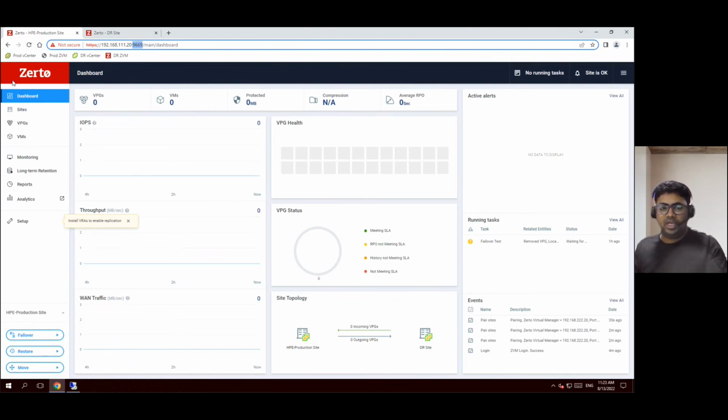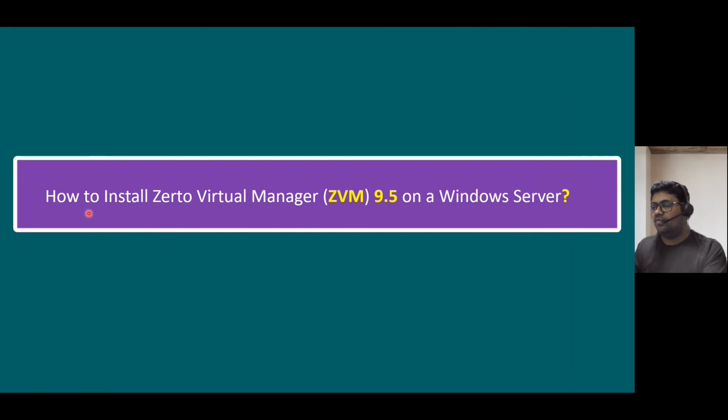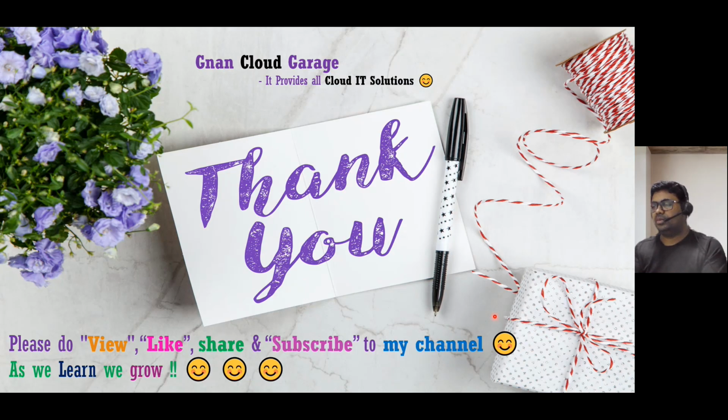Okay, let's go back to the slide. We observed the solution architecture and verified how to install Zerto Virtual Manager 9.5 on Windows Server. So this portion is covered: ZVM is installed and we accessed the Zerto graphical user interface. The following functionality like replication network and the remaining concepts I will cover in a later session.